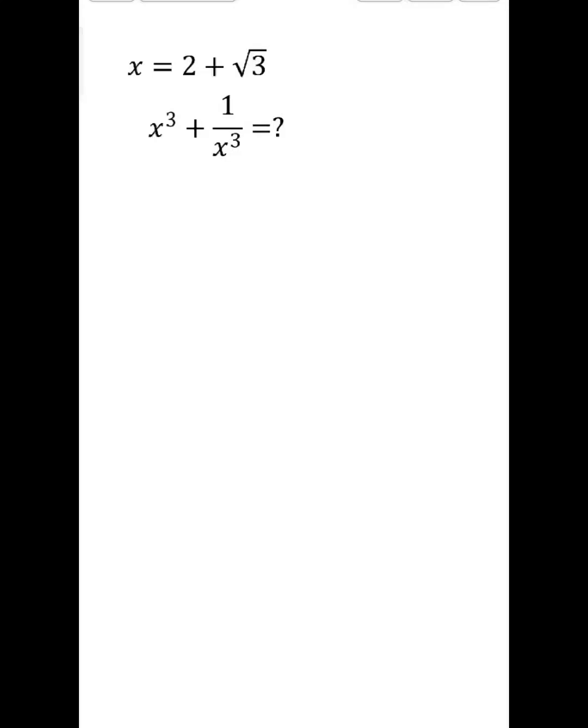Hello viewers, today we are solving this algebraic problem, so let's start. We have x is equal to 2 plus square root 3 and we have to find x cube plus 1 over x cube. And for that we will take first the x cube plus 1 over x cube formula.